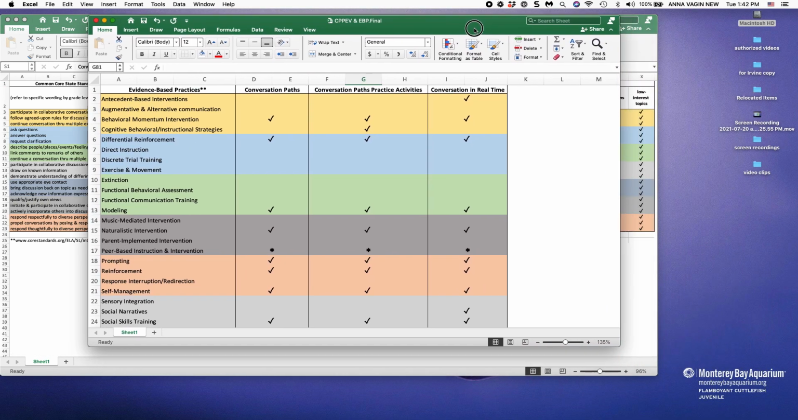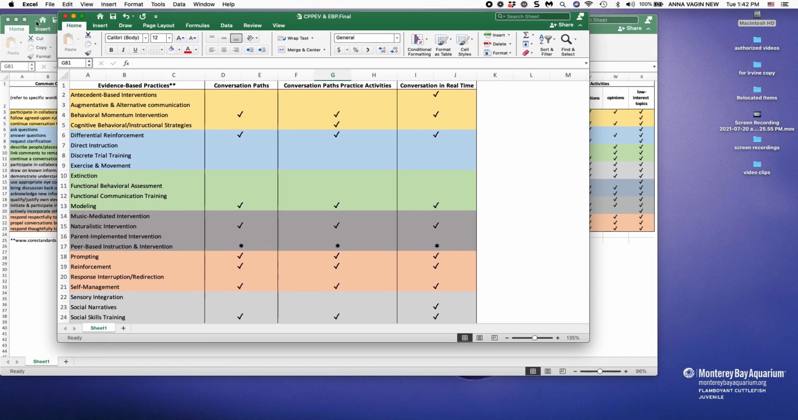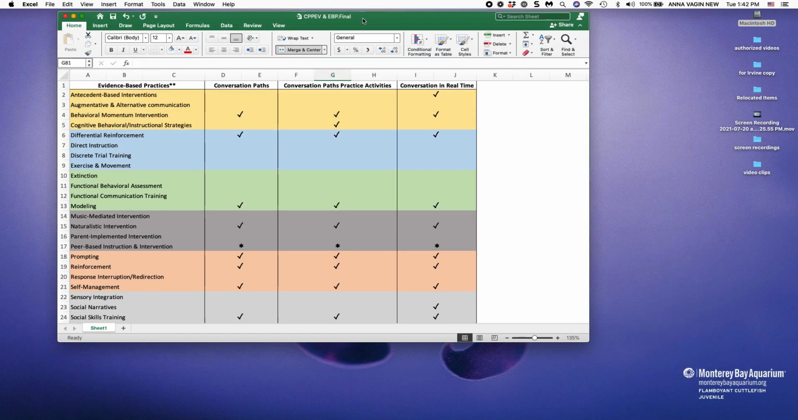The second spreadsheet is how Conversation Paths expanded version fits with evidence-based practice. This is also for your information and to share with others who might be asking. So the same way, it has the same three sections across the top: the paths themselves, the conversation paths practice activities, and conversation in real time.